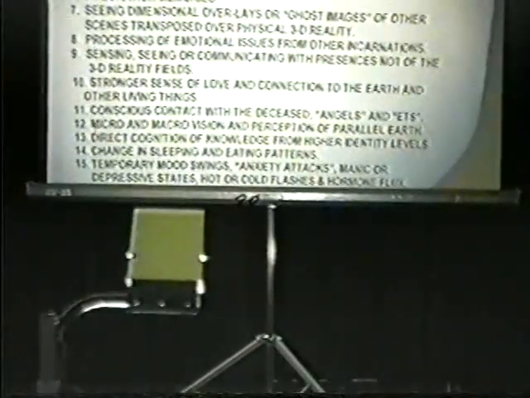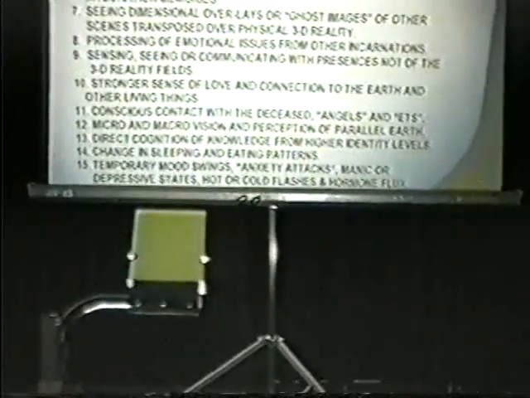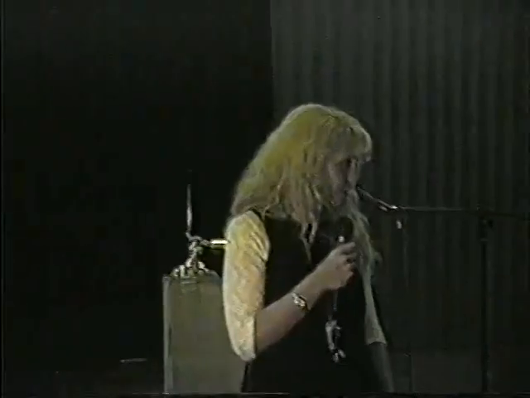Okay. Again, you may get conscious contact with anything from angels, ETs, to deceased people. You get direct cognition of knowledge from your higher identity levels. You may spontaneously feel a burst of energy and all of a sudden you know something you just didn't know before. This is fun. This is speed learning. It's really great. You'll get more and more of this as your higher strands activate.